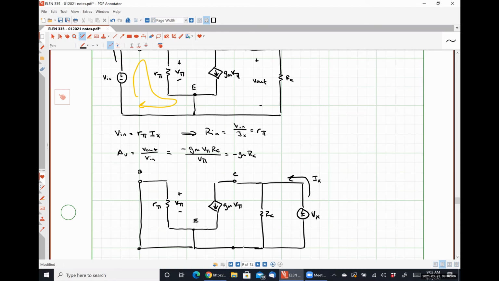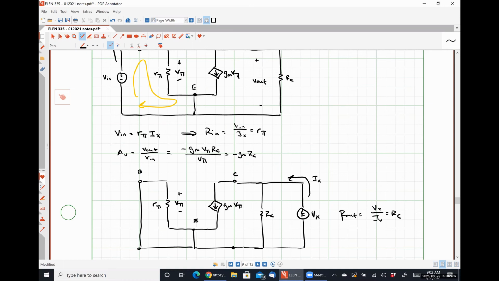So what is our output resistance? Vx over Ix should be what? Well, the only place this current Ix can flow is through that resistor RC. So R out is equal to RC. All right, so we know our input resistance, our output resistance, and our voltage gain.